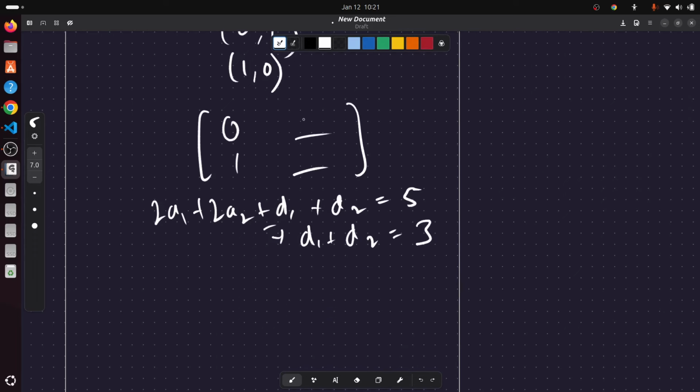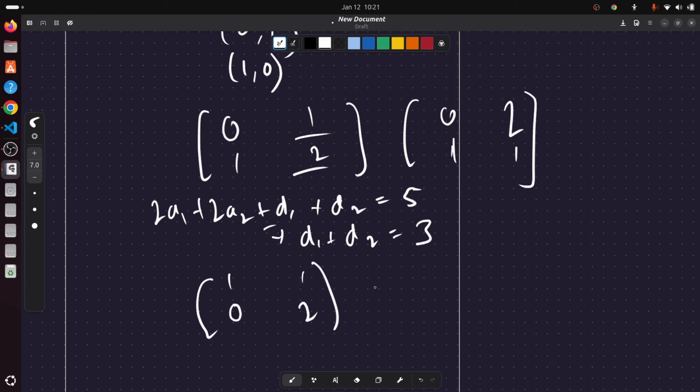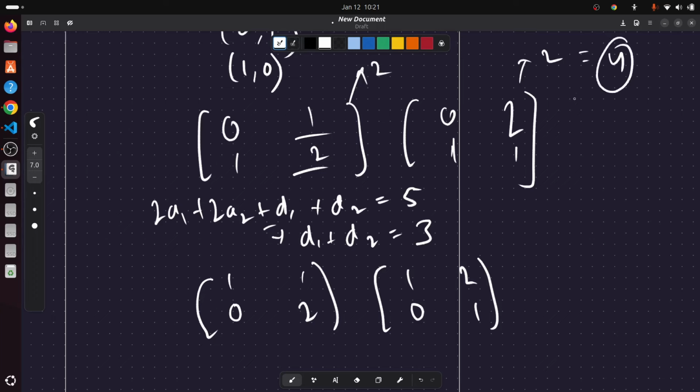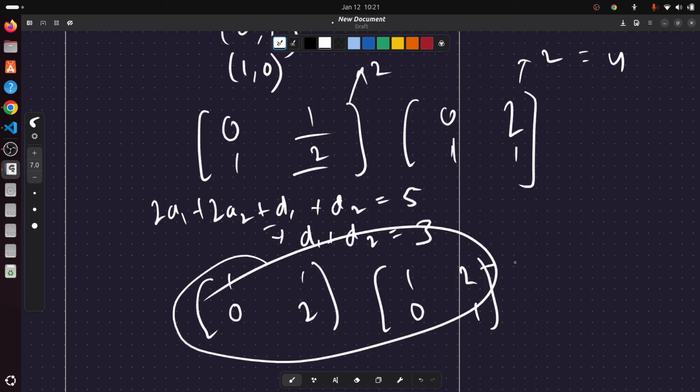So either it is 0, 3. Actually D can't be 0. So it can be 1, 2. Or it can be like 2, 1, right? So this is for 0, 1. And similarly for 1, 0 also I'll have the same. So for 1, 0 I'll have D1, D2 as 1, 2 and also as 2, 1. And then I can take the sum of that. So for this one the answer is 2. For this one the answer is 2. So 2 plus 2 is 4, right? And from this one also we'll get a 4.